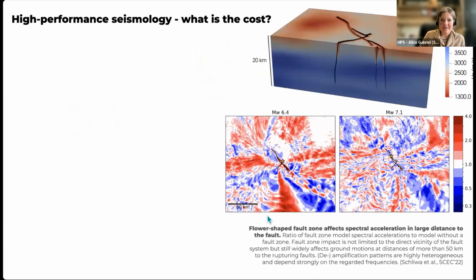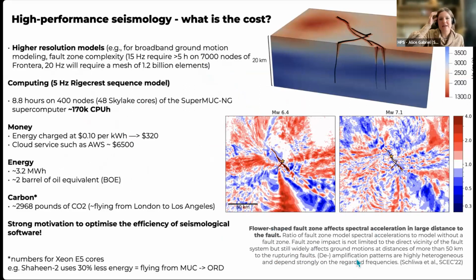What is the cost of all this? Now, here's an example from Nico's work, where he added not only fault roughness, but maybe also a fault zone, which is a little bit weaker around this complicated fault system, to look into, for example, the effects of a flower-shaped fault zone on spectral acceleration. And if you do these higher resolution models, for example, if you're interested in broadband ground motion modeling, going to higher frequencies, we're adding fault zone complexity.